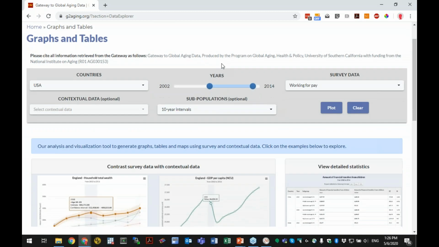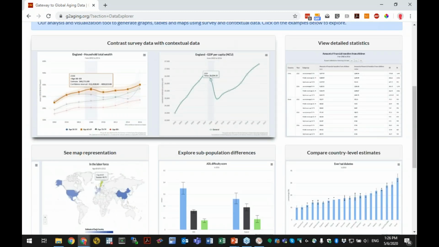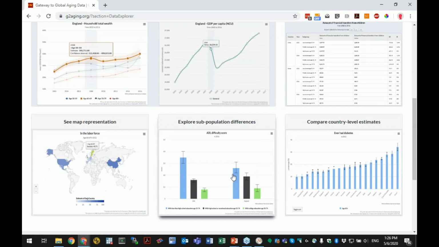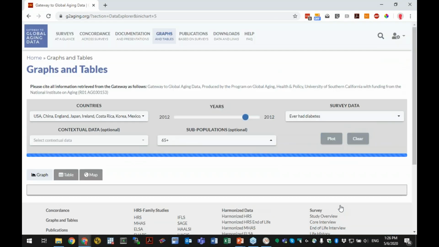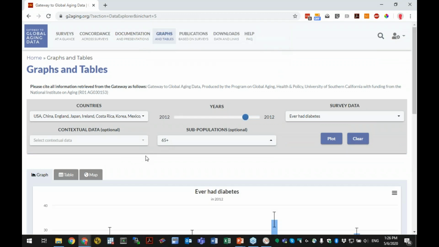So this is the graphs and tables page. And once you get here, you can see some kind of interesting examples of comparisons between different countries. You can also map certain things, and we allow you to compare by subpopulation differences, or you can see a table. All of these images and tables can be downloaded directly, and you can change any of them.